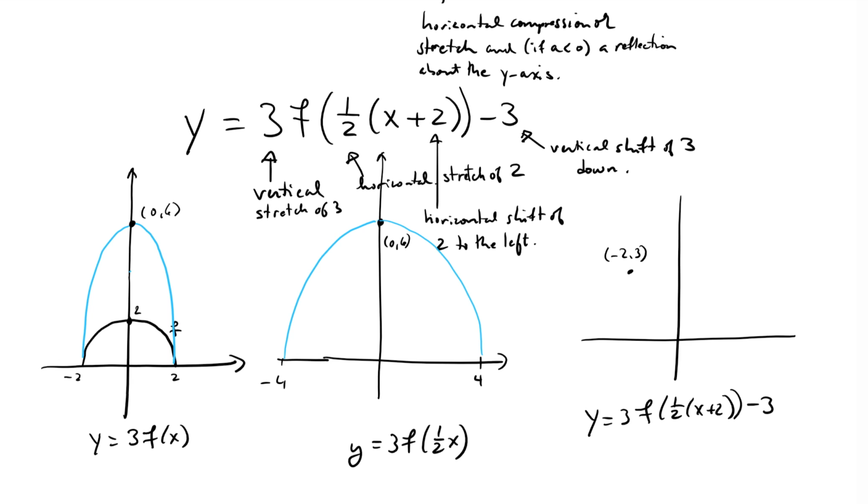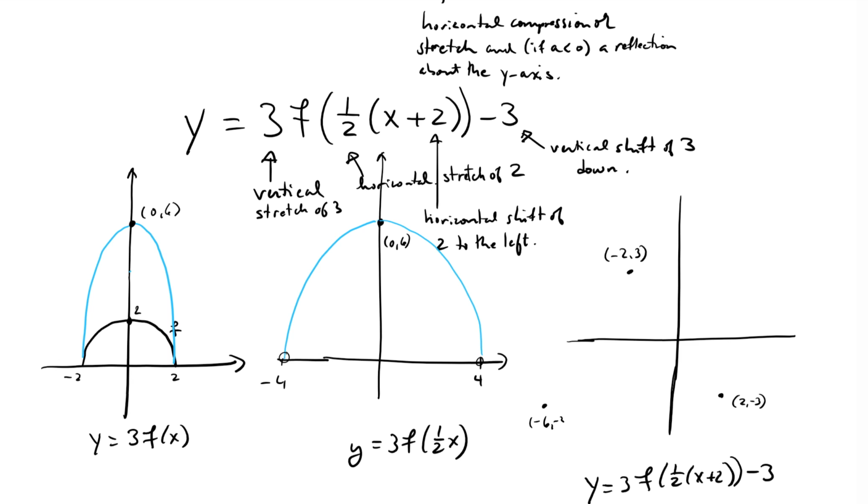I can also identify where those points are going. So at minus 4 and 4. So 4 is going to go 2 to the left, 3 down, so at 2, minus 3, like that. And the other one, minus 4, will go to minus 6, minus 3.